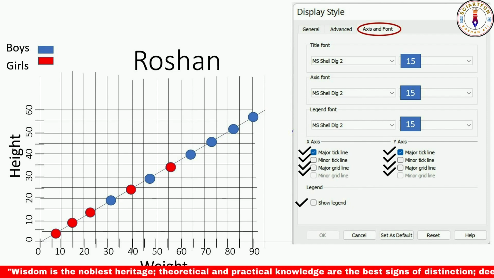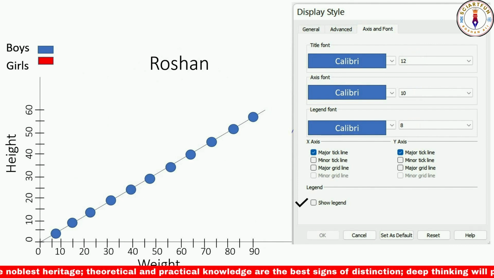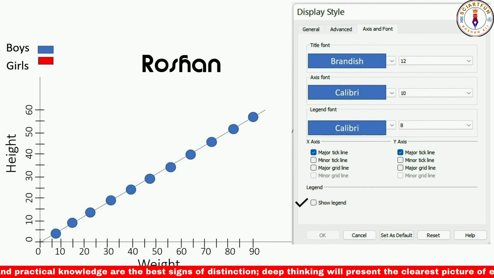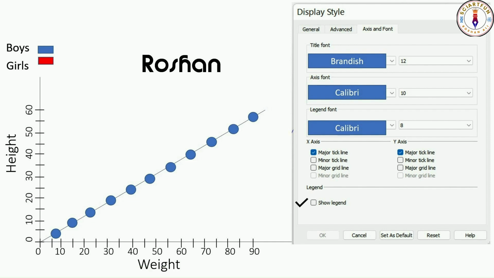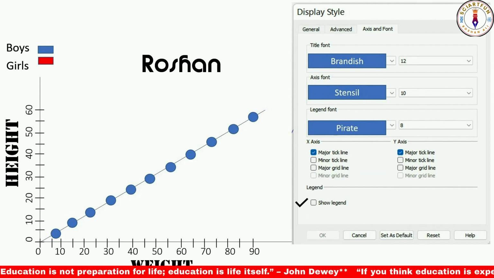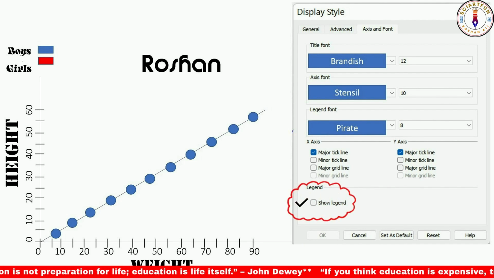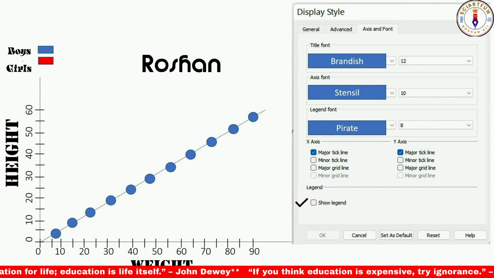Now let's take another example for checking font styles. The default style, for example, for the title, axis, and legend is Calibri. Let's change the title font style to Brandish, suppose. There we go. Let's change axis font to Stencil, suppose. This will affect the axis font style. This will change the font type of legend text. Show legend toggles the display, hide or show, of the legend to the right of the plot.